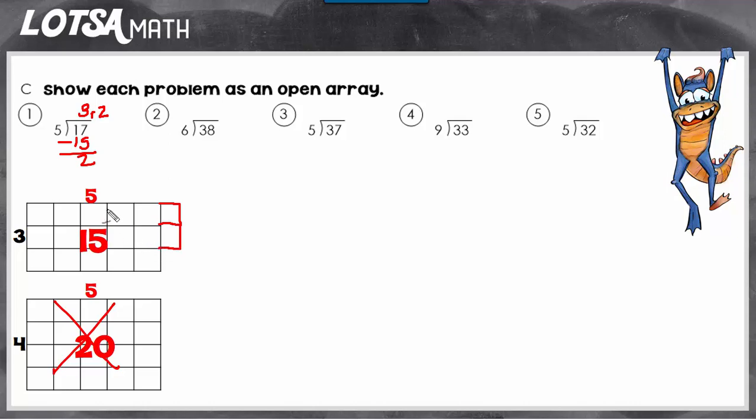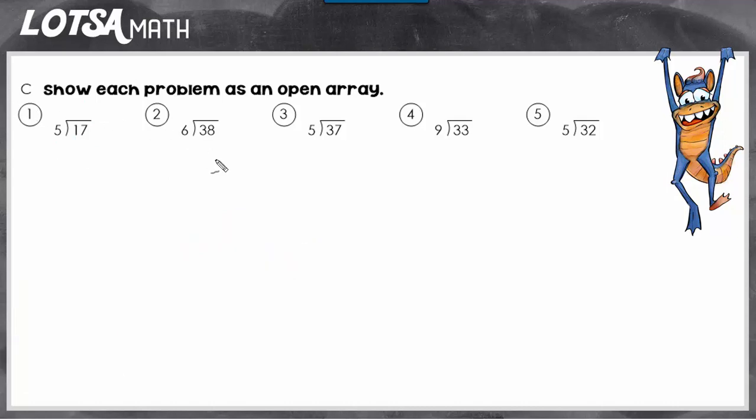And that's it. So the open array really looks like this. You have one open rectangle that's labeled 5 by 3, and then you have 2 more square units tacked on. So this is the open array model for 17 divided by 5. Anytime you have a division problem with a remainder, your remainder is going to show up as these little square units tacked on to the original array. So let's look at number 2.